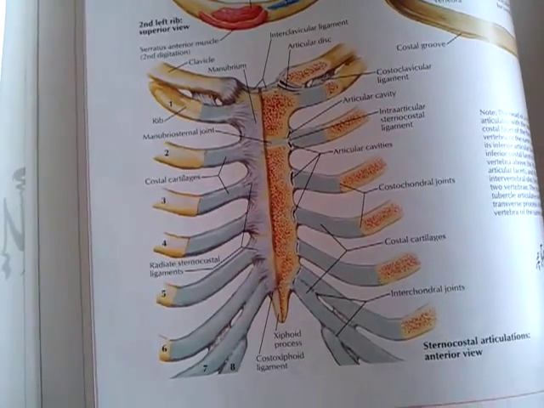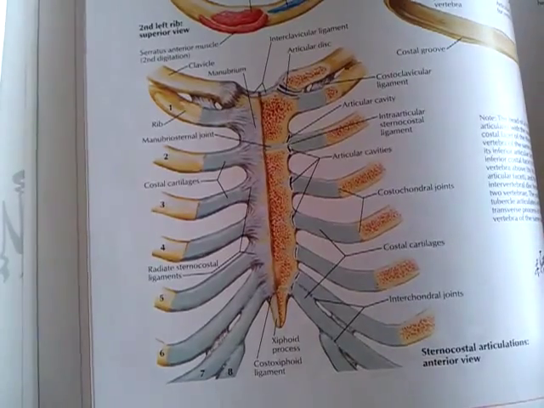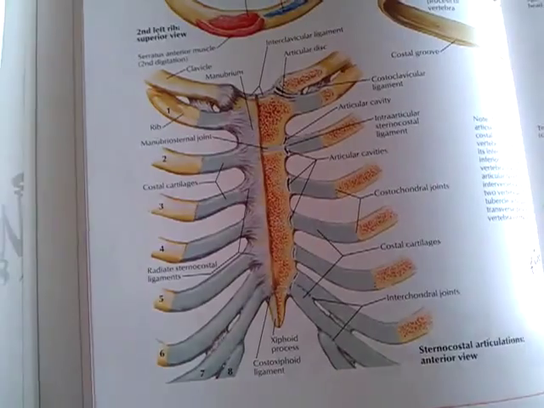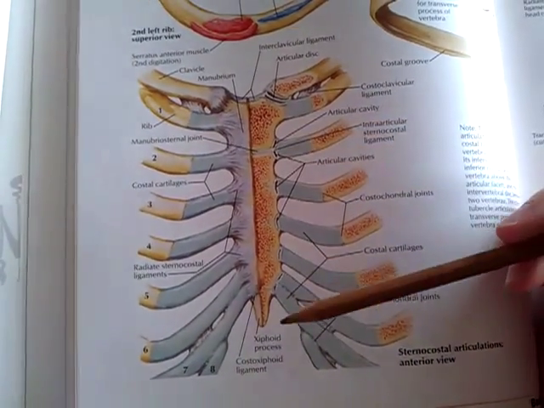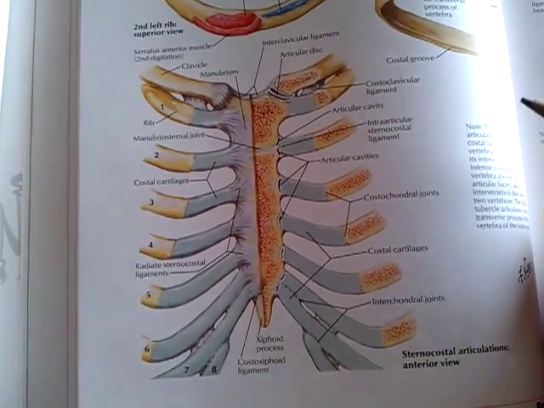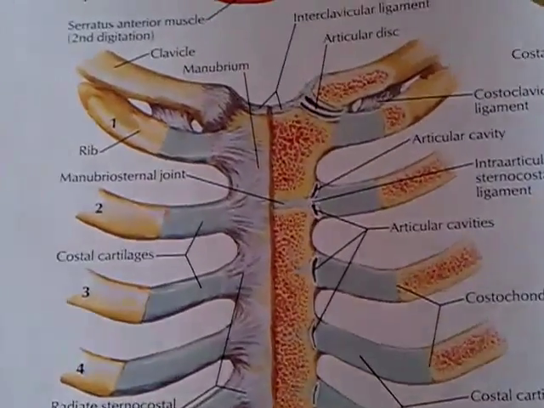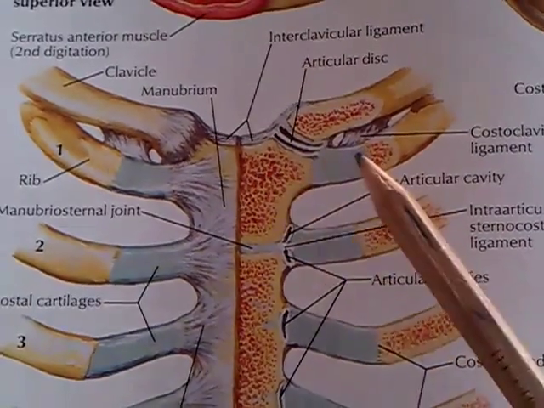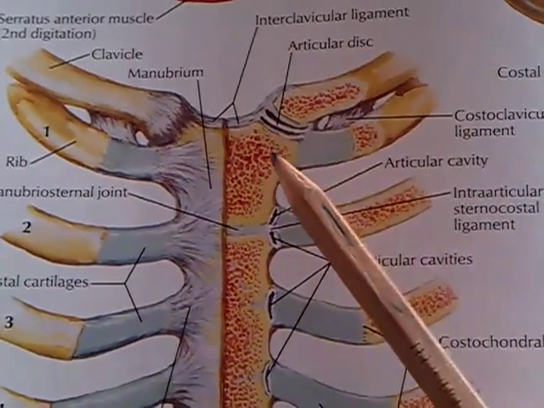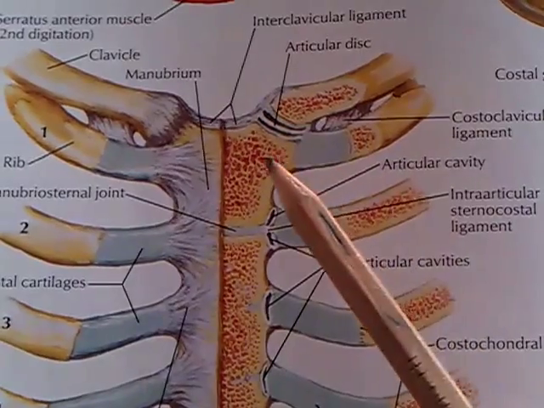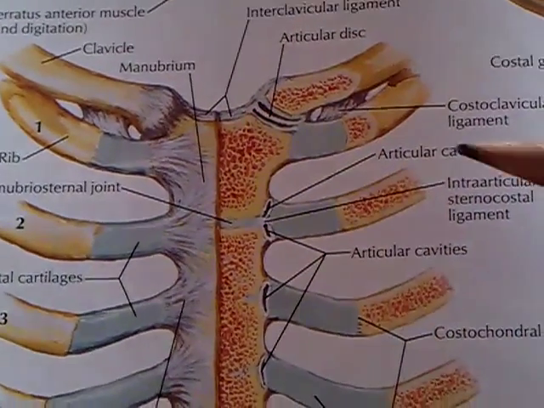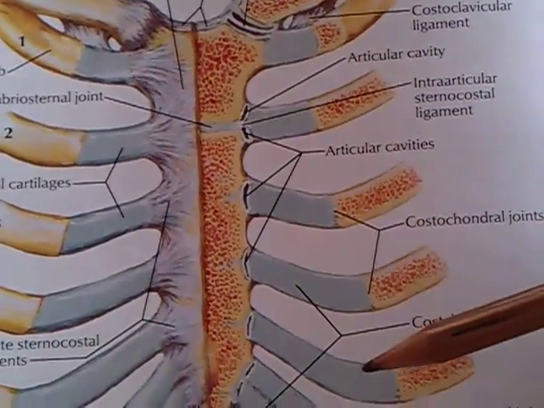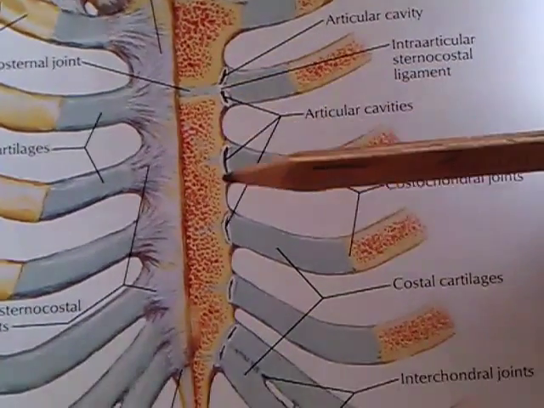Question 23. Joints of thorax and thoracic apertures. Firstly, you have sternocostal joints. The first rib is united to the sternum or manubrium by synchondrosis, so it means it's a cartilaginous joint. And the remaining true ribs are synovial joints.